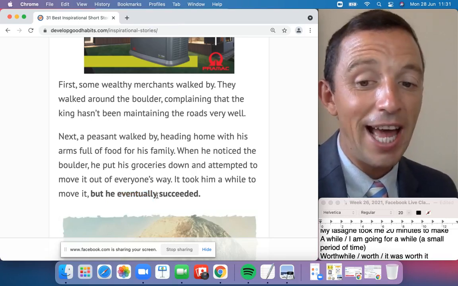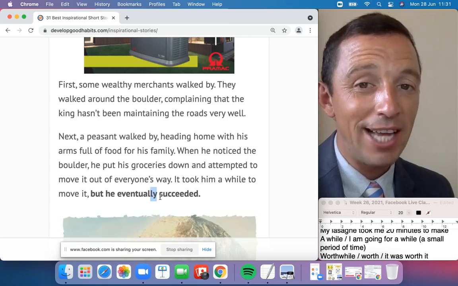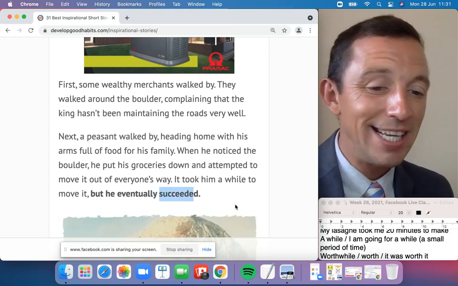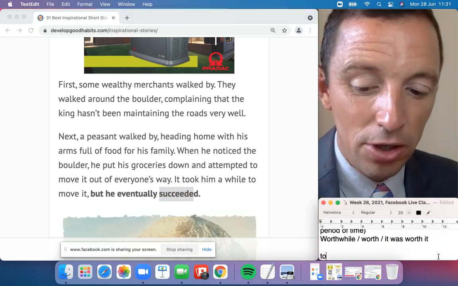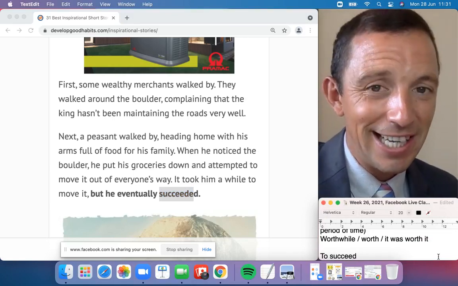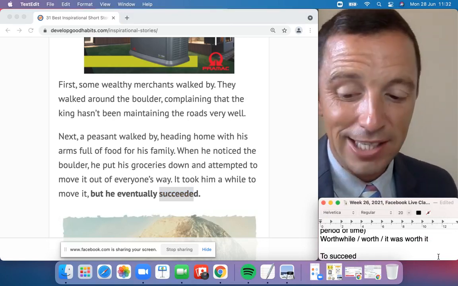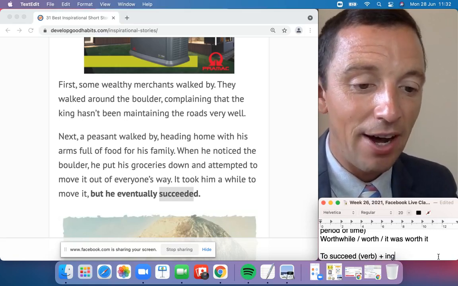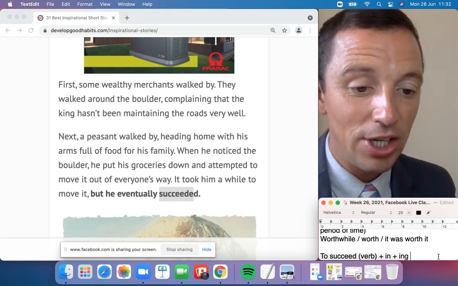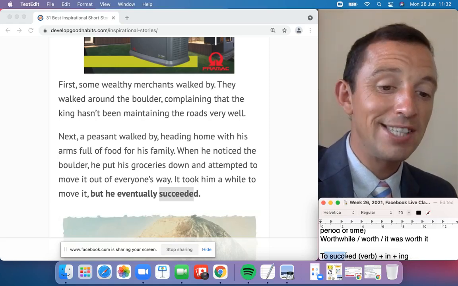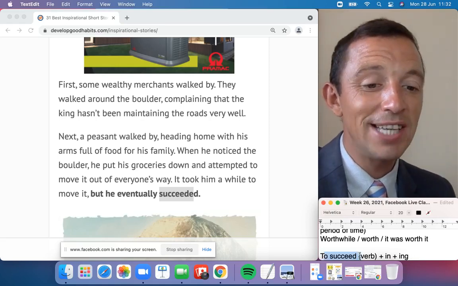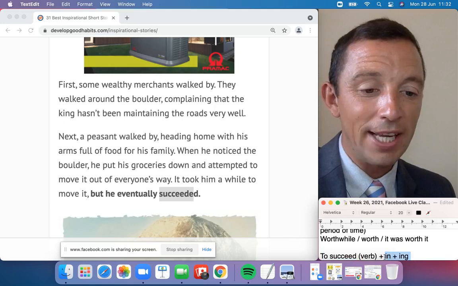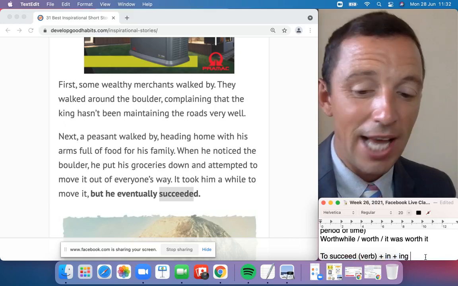So eventually, the ly is typical for the adverb, and succeed is a very, very important verb. So the verb to succeed has the significance to have success. It's the verb to succeed. Normally we have the in plus the ing. For example, you succeed. In the past, you succeeded in winning the game, so you had success.